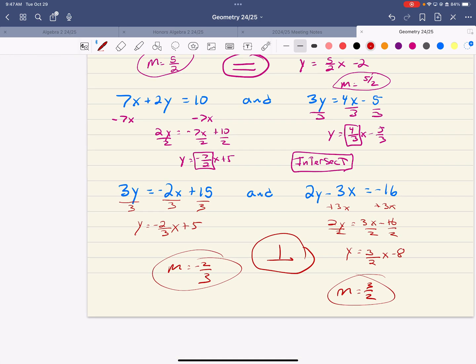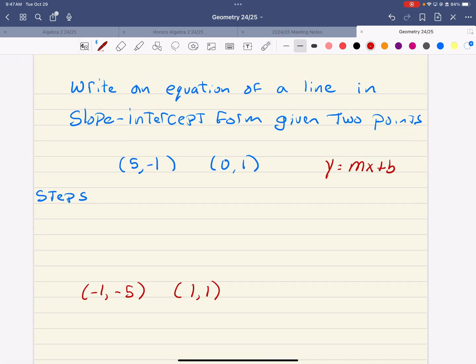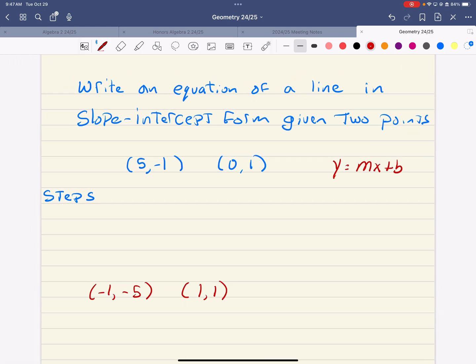All right, now the fun one of the day. So the last thing we want to be able to do is write the equations of the lines in slope-intercept form if we're given 2 points. So our whole goal for this last piece is to be able to take 2 points and write the equation of the line that goes through those 2 points in y equals mx plus b form.